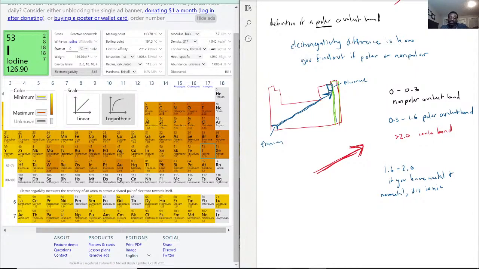So just make sure you're always checking whether the actual elements together are metal or non-metal. Now, with all that being said, let's look at, for example, if we want a polar bond, let's say we had CCl4.